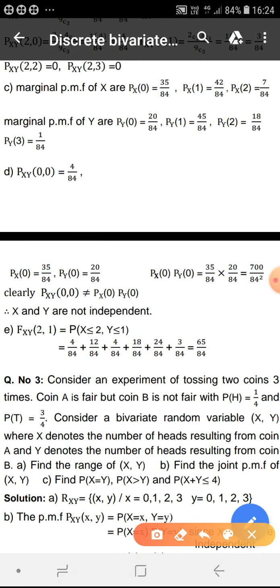So the probability that X will be 0, Y will be 0, 4 by 84. X will be 0, Y will be 1, then X will be 1, Y will be 0. Probability that X will be 1, Y will be 1. Probability that X will be 2, Y will be 0. Probability that X will be 2, Y will be 1. Add it, that sum will be 65 by 84.